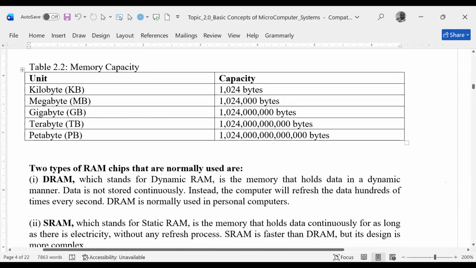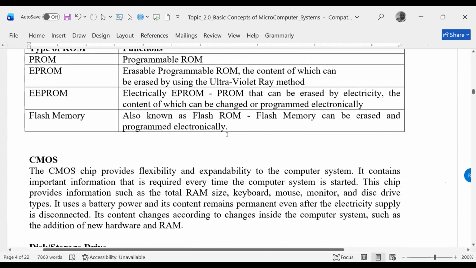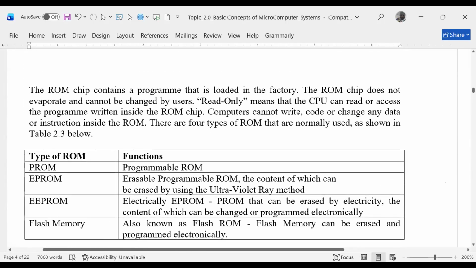Then the next type of memory chip is the ROM. ROM means read-only memory. It is a program built in a factory by the manufacturer, which cannot be erased by the user. It always gives you details about who manufactured that product. So this ROM chip contains a program from the manufacturer, and the content cannot be erased by anybody.